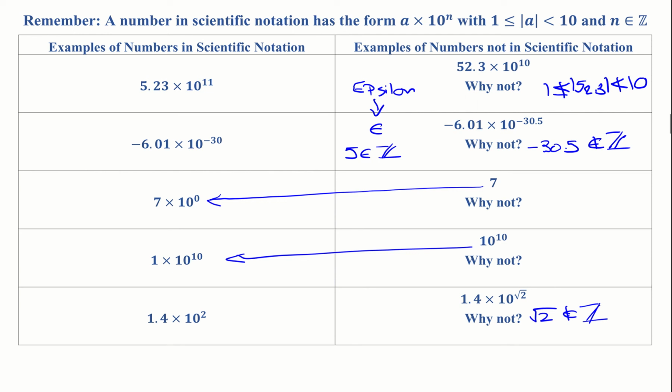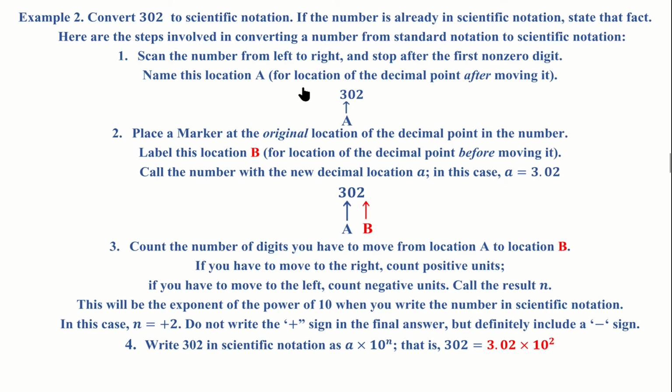All right. So now we know what scientific notation looks like. So we want to start with some conversions. Let's start by converting from standard notation to scientific notation. All right, so here I've tried to make this process as simple as possible for you. So let's start with a simple number like 302 and go ahead and convert it to scientific notation.